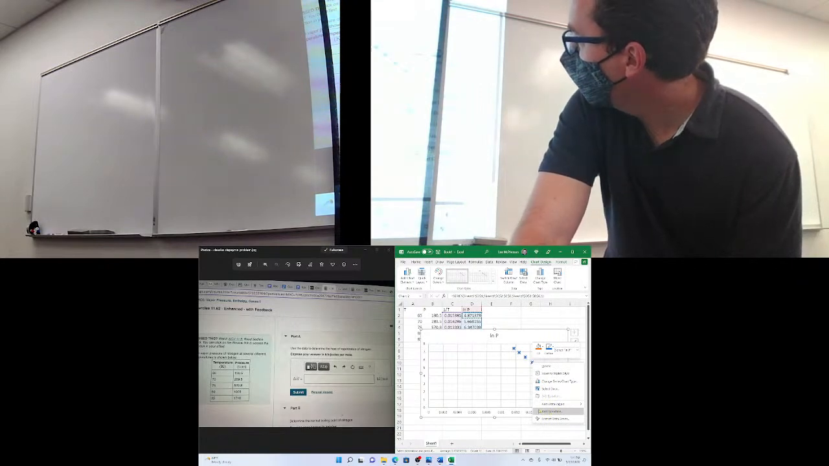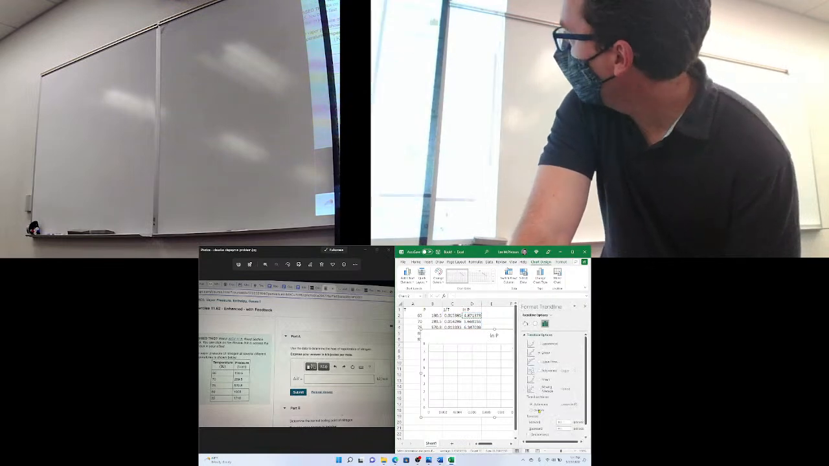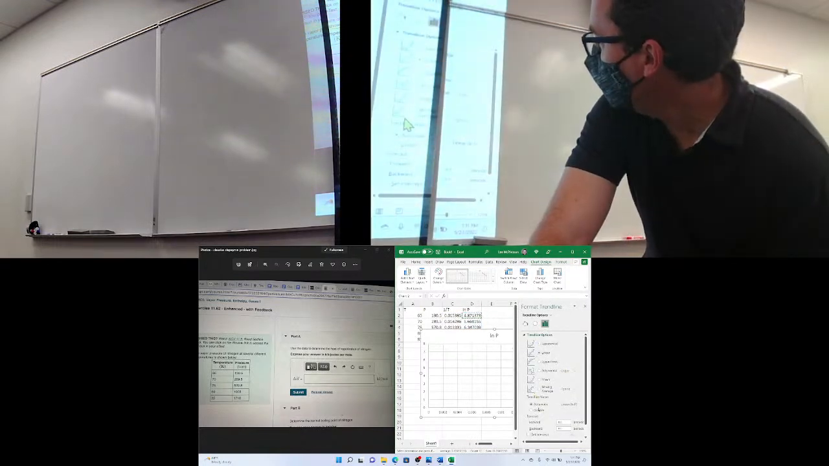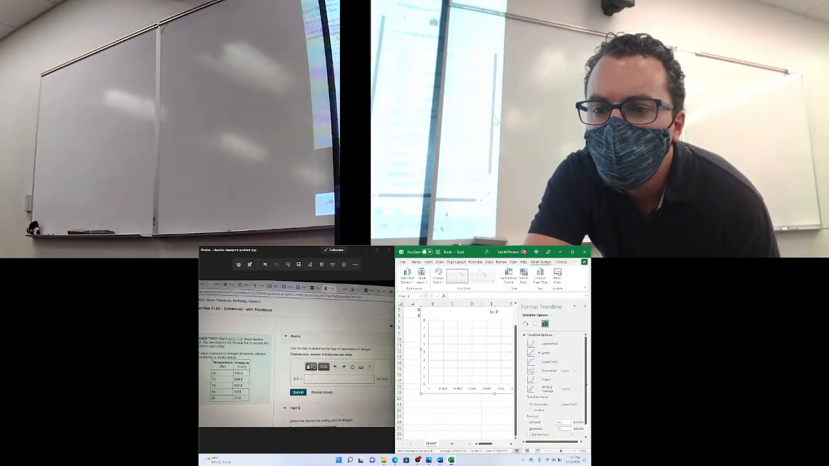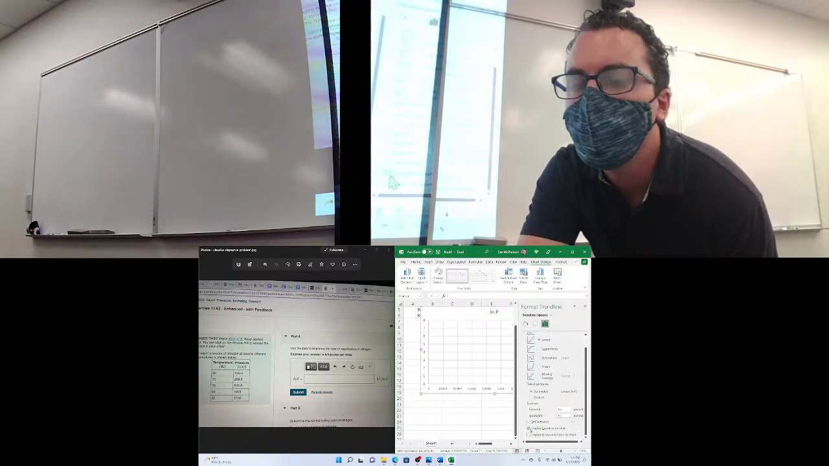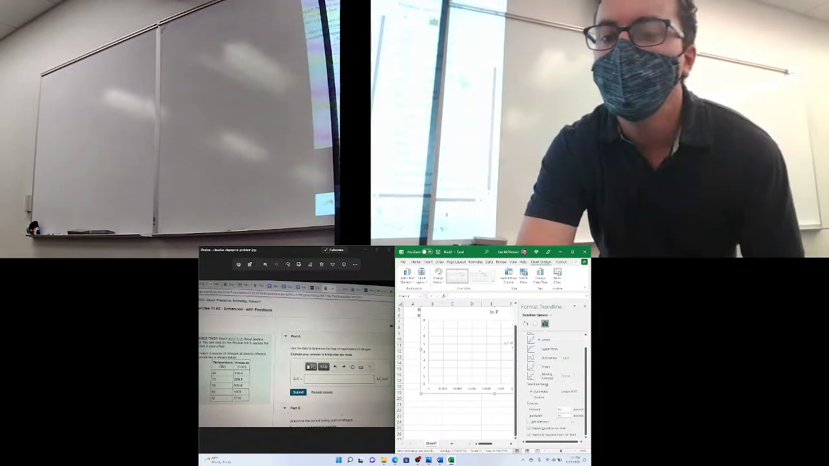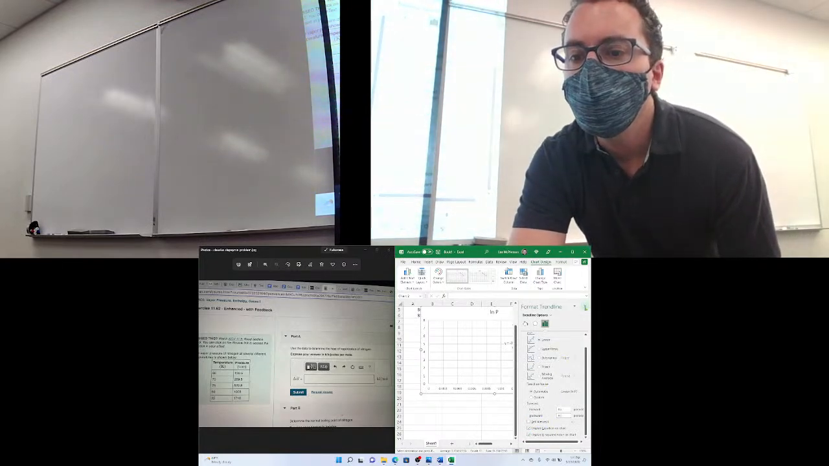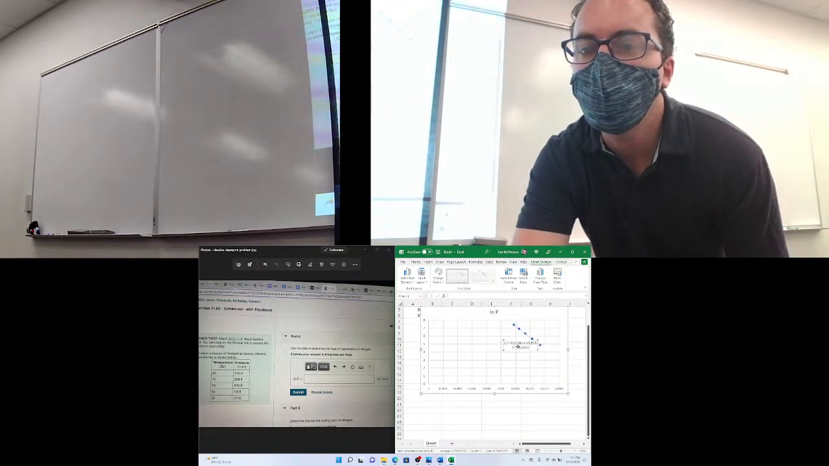Come on. My right click gets stuck. Linear trend line. We're going to have it show the equation, display equation on chart. We'll also display our R squared just to see how straight it is. All right, and there it is. I mean, it's tiny. I would probably change the axes, but I don't want to do that now.